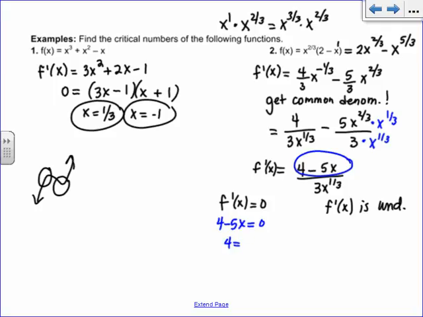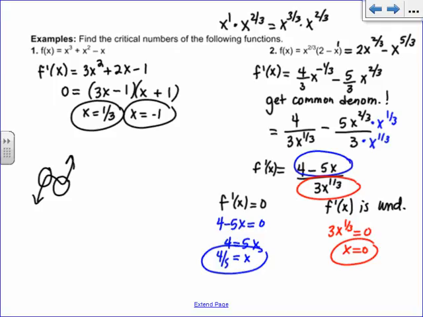So we get 4 equals 5x, so x equals 4/5, so that's one critical value. And then the other critical value comes from when the denominator is equal to 0. So we have 3x to the 1/3 equals 0, divide by 3, cube both sides, you end up getting x equals 0. Okay, does that make sense?